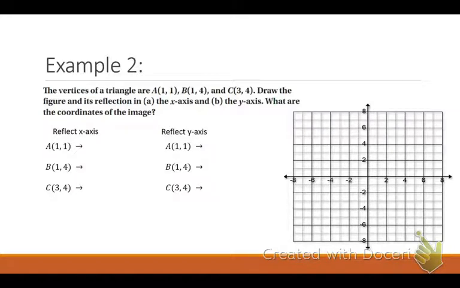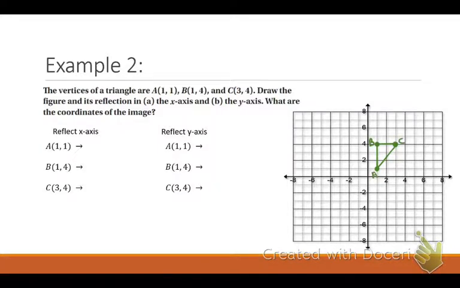All right, so we're going to plot our original 3 points, over 1, up 1, over 1, up 4, and over 3, up 4. All right, does your original triangle look like this? With a solid line connecting the points. And we do want to label, okay? So it's going to be A, B, and C.